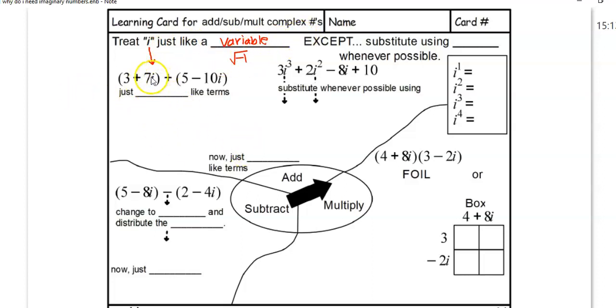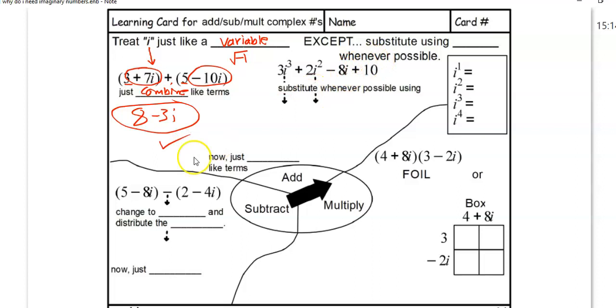If you're adding 3 plus 7i plus 5 minus 10i, you're just going to combine like terms. So I've got a 3 and a 5, that's 8. I've got a positive 7i and a negative 10i, that's minus 3i. And notice the format of that. I put the real component up front, the imaginary component at the back. That's a complex number, and I'm done.